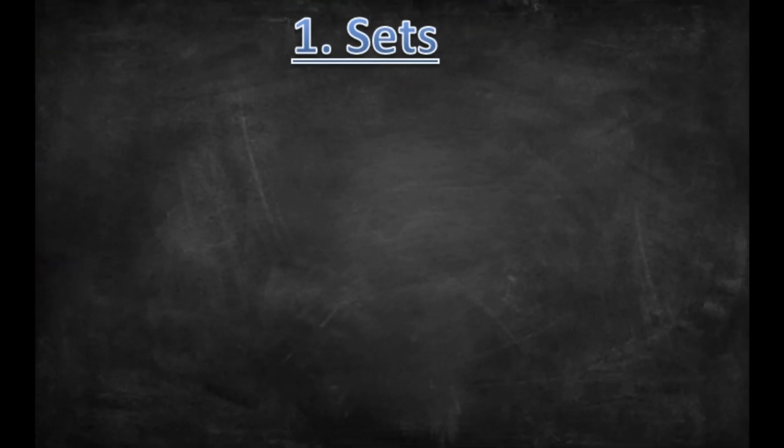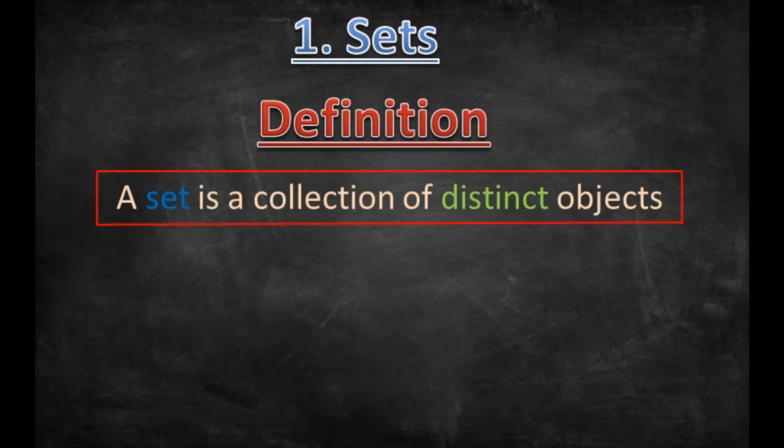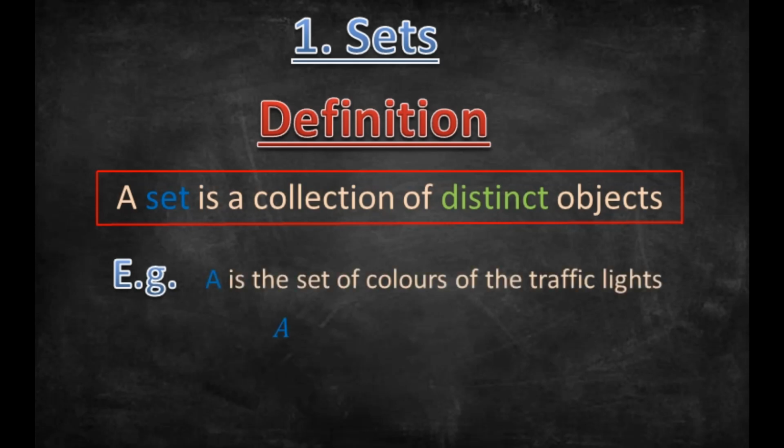So let's have a look at what we mean by a set. A set is a collection of distinct objects. In other words, a collection of objects that we can distinguish from each other. An example of a set is as follows. A is a set of colors of the traffic lights. Then we'll write a set A with the objects red, amber, and green in curly brackets.